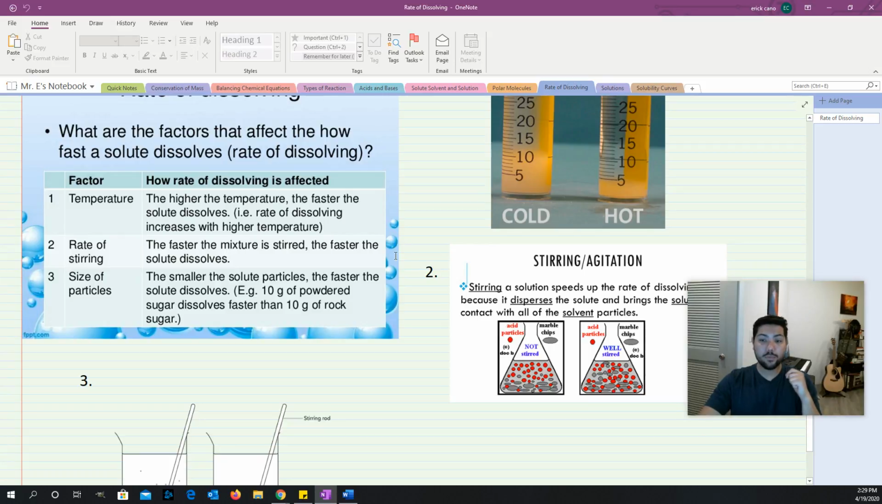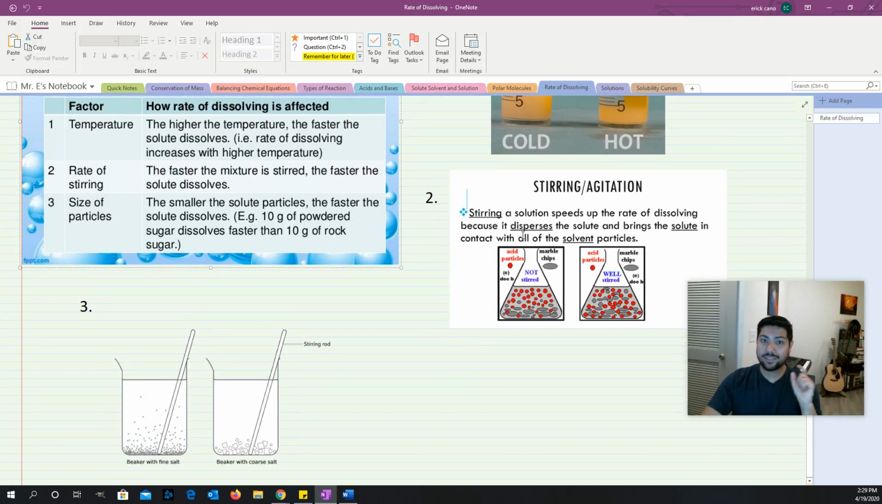2, you have to remember the rate of stirring, right? So it's just, did you stir it or did you not stir it, right? So let's look at the second picture. Stirring a solution speeds up the rate. So whenever you stir, obviously, you're making it go faster, so it's going to dissolve more.